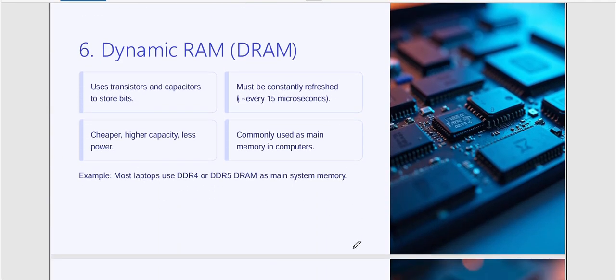All right, we have the first type of RAM, which is DRAM. An important thing is this: it will be asked for comparisons, write down any two comparisons between DRAM and SRAM.